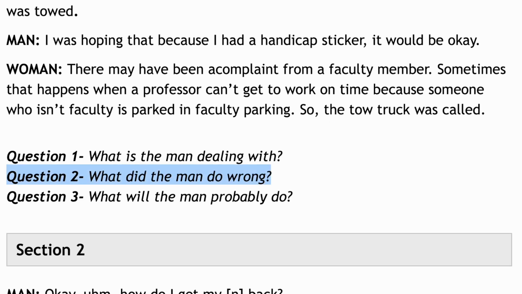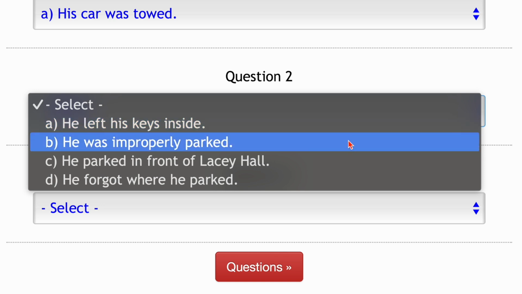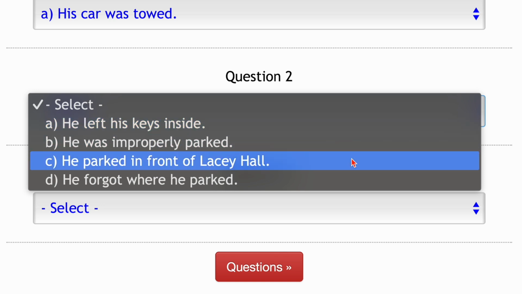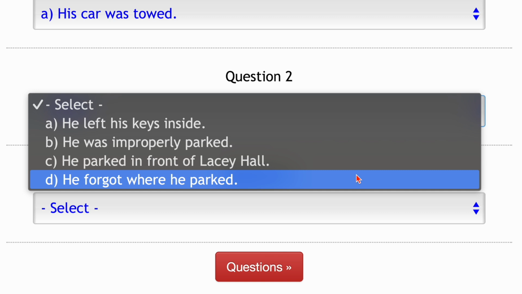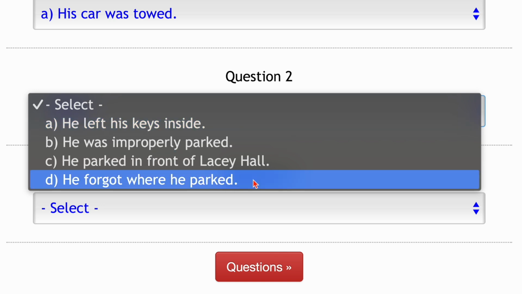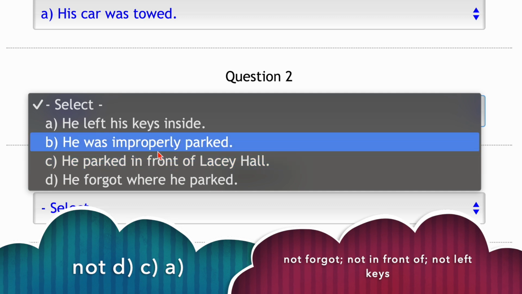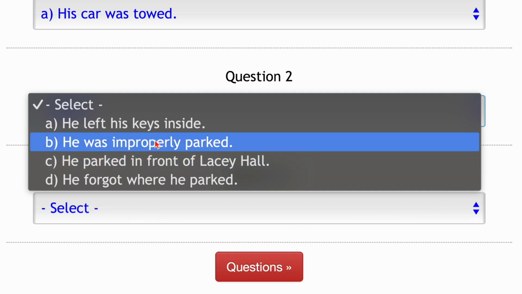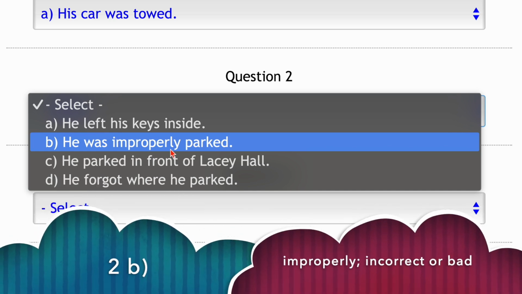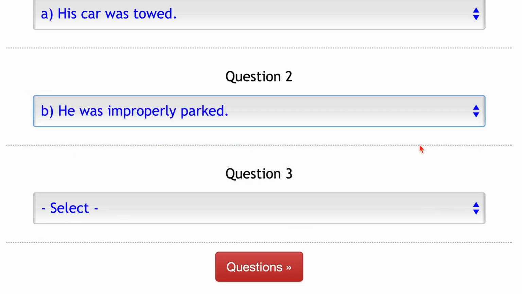What did the man do wrong? Okay, so what did he do wrong? He left his key inside. He was improperly parked. He parked in front of Lacey Hall. He forgot where he parked. Oh, so not he left his keys inside, and not he forgot where he parked. So B or C, it should be B. Improperly means not correct. So he was parked in the wrong place, not just in front of Lacey Hall, okay?